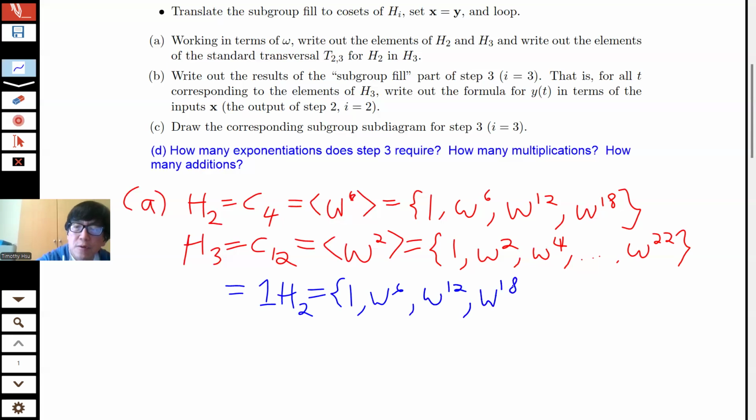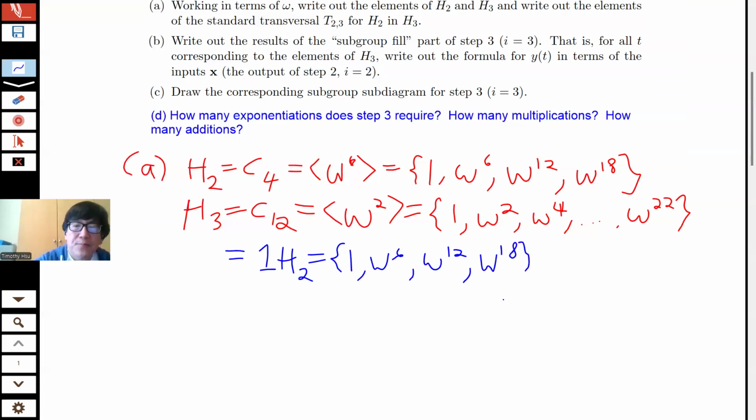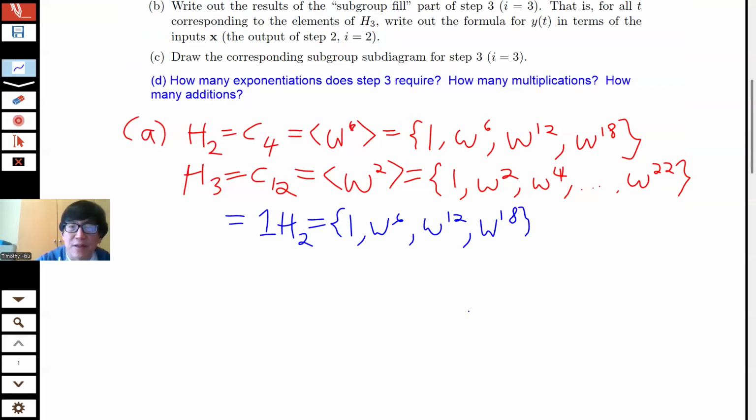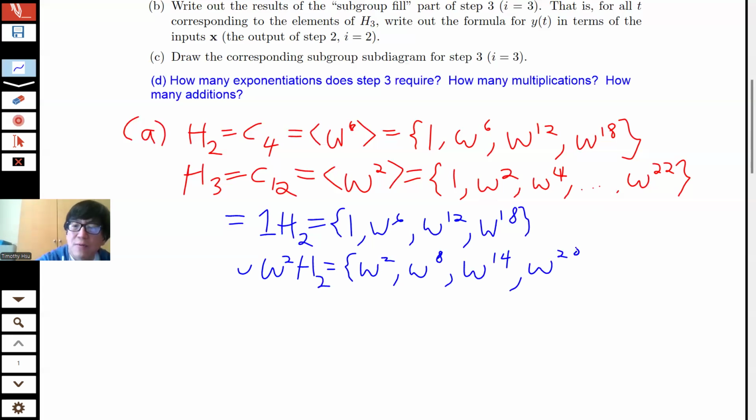Very good. Okay, so that doesn't hit everything inside H3. What we want to do is take the first thing in H3 that is not already accounted for in a coset, and that's omega squared, and we take that times H2. Remember, when you form a coset, you take everything in the original subgroup and multiply it by the given coset representative. So this is everything times omega squared. That gets 2, 8, 14, and 20. And omega to the 4th.